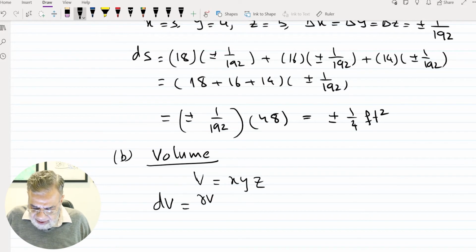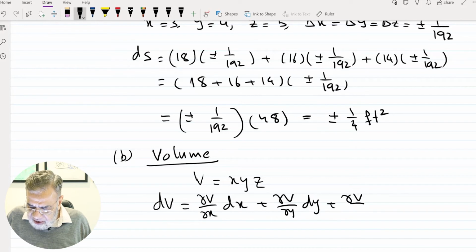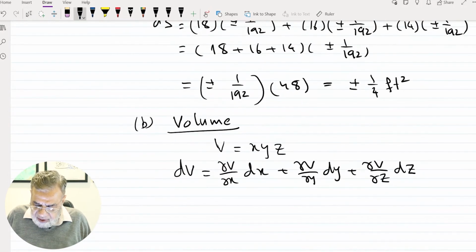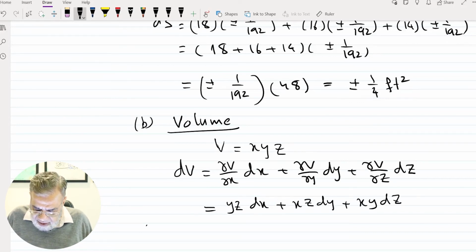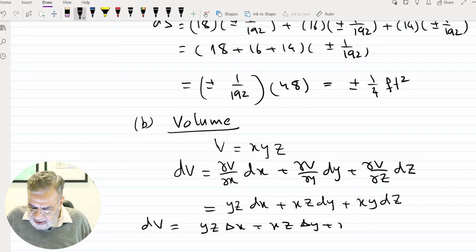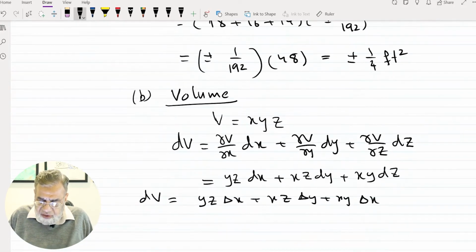So dV equals partial V by partial x dx plus partial V by partial y dy plus partial V by partial z dz. We calculate partial V by partial x and substitute it here. Partial V by partial x, changing x, y and z constant, we get yz dx plus partial V by partial y, xz into dy, partial V by partial z is equal to xy into dz. Or we can say my dV is equal to yz delta x plus xz delta y plus xy delta z. Now we want to find the value. Data is given to us, we use our data and we get the result.